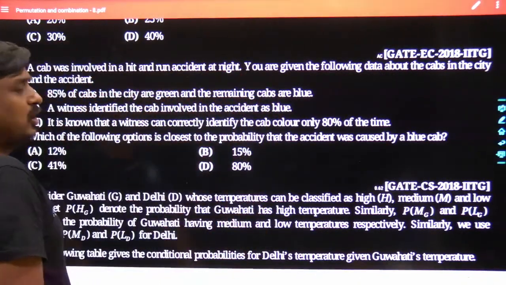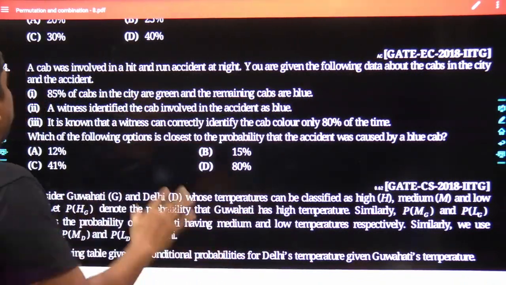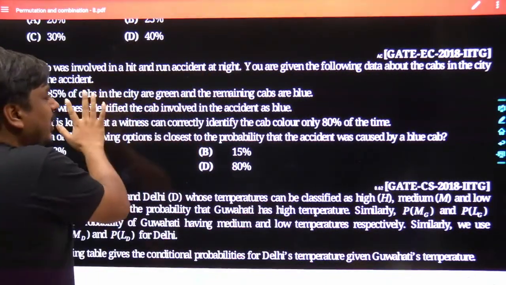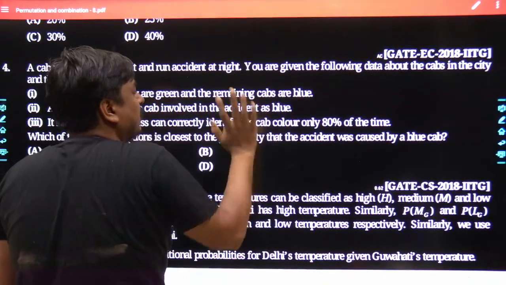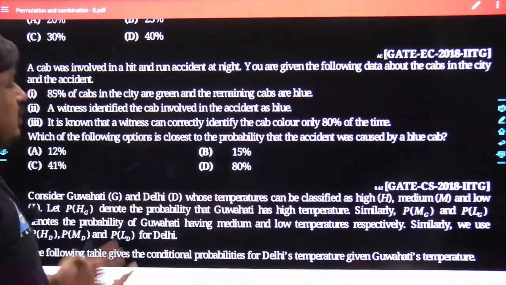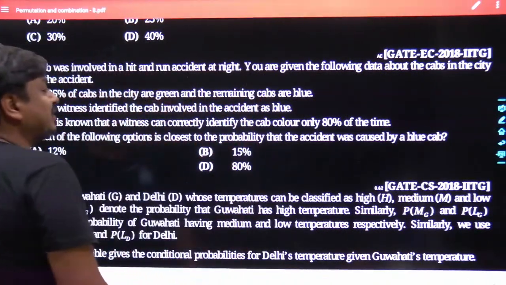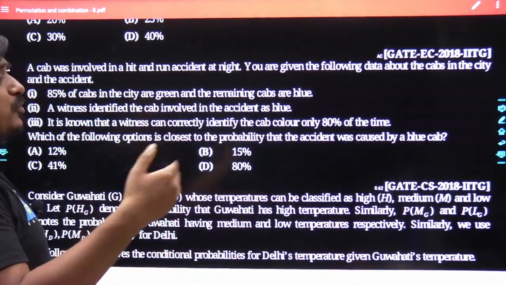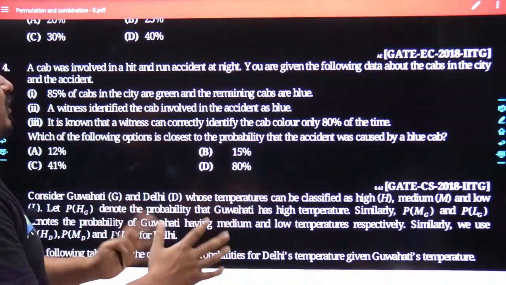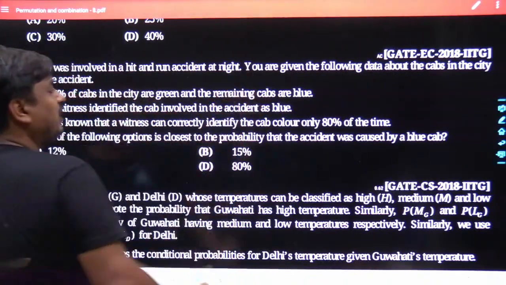So you can say out of 100 times, the hit and run case would mostly have been performed by the green cab, and the remaining by the blue cab, because of their population. 85% of cabs are green in color, and the remaining 15% are blue in color. That means in future you can predict, or have a little idea, that out of 100 accidents, 85% would have been done by the green cab, and the remaining by blue.